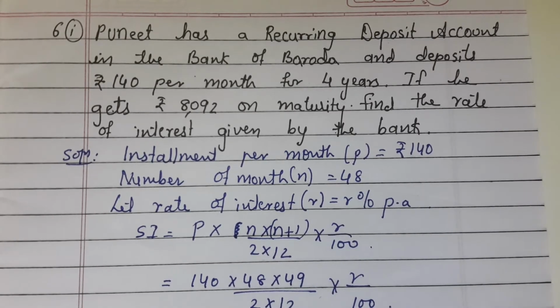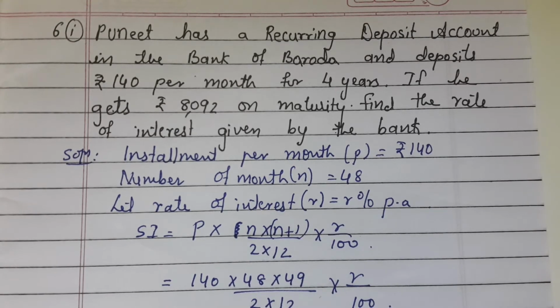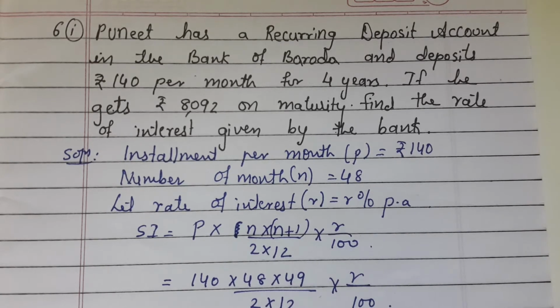Sum number 6, part 1. Puneet has a recurring deposit account in the Bank of Baroda and deposits rupees 140 per month for 4 years. If he gets rupees 8,092 on maturity, find the rate of interest given by the bank. Solution. Installment per month P is rupees 140. Number of months n is 48.